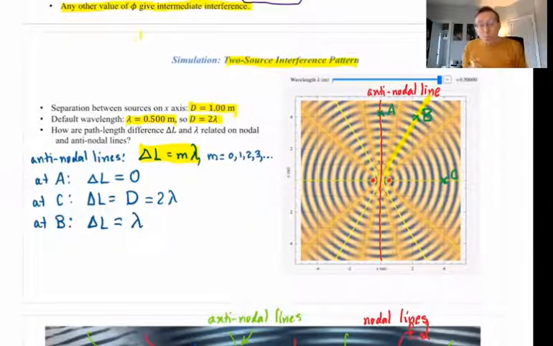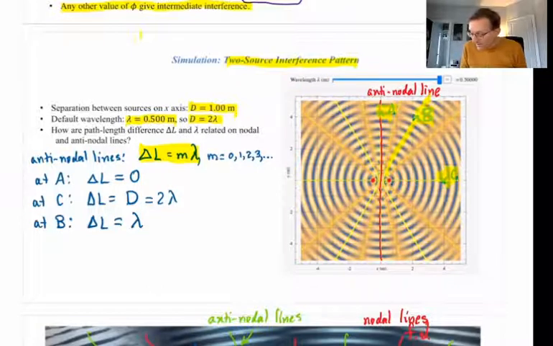Did you just say 1 times lambda? It's got to be an integer times lambda to be on an antinodal line, fully constructive interference, big amplitude. And that path length difference is smoothly varying from 0 path length difference at point A to 1 times lambda at point B to 2 times lambda at point C.